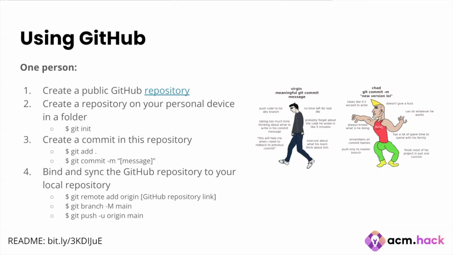And you'll do this by adding a new remote connection to the local repository with git remote add origin with the GitHub repository link. Then you'll rename the master branch to main with git branch -m main. And then you'll create an upstream tracking branch with a lasting relationship to the main branch with git push -u origin main.